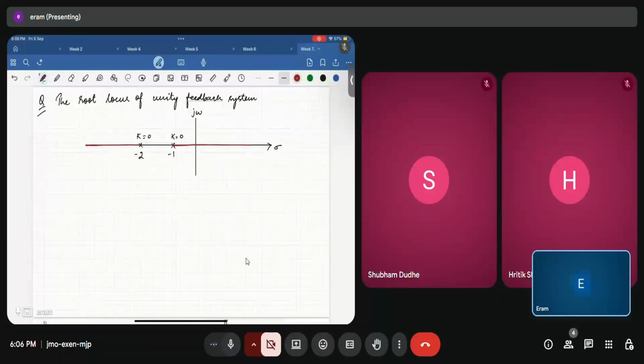Okay, so for the given root locus, you have to find out the closed loop transfer function of the system where we have open loop poles at -1 and -2, and the root locus is marked as these red lines. Okay, so starting from these poles, it is tending to plus infinity and minus infinity.